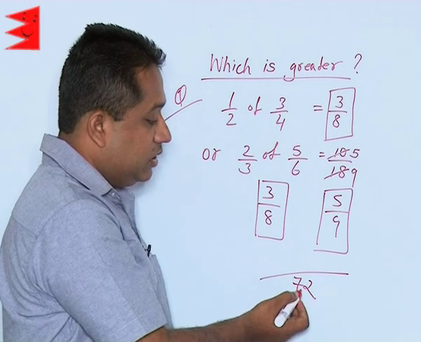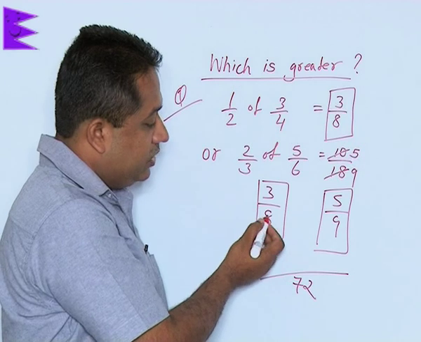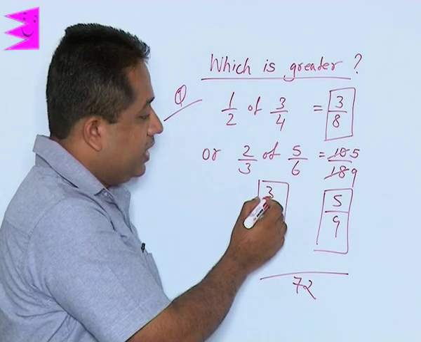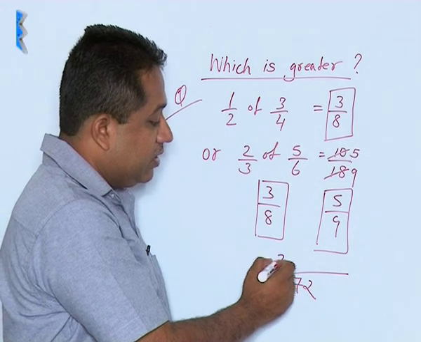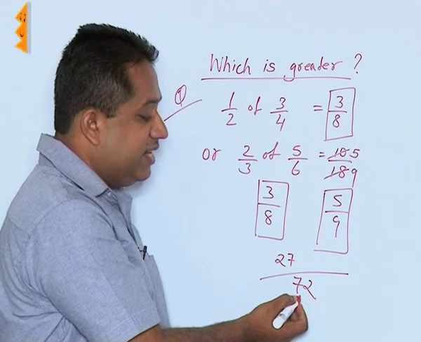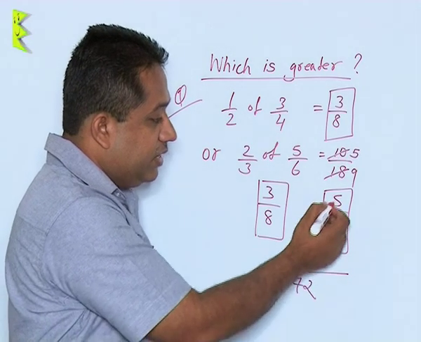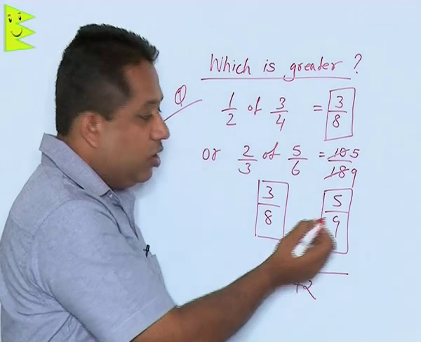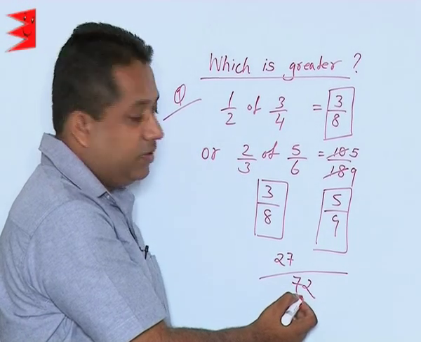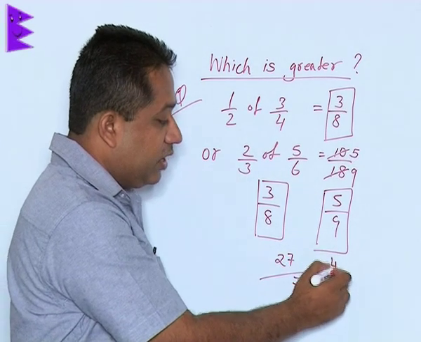So, 8 goes how many times in 72? That has to be seen. 8 goes 9 times. So, 9 is to be multiplied with the numerator there. 9 into 3 we get 27. So, this fraction is the same as 27 by 72. And look at the second part. The second part is 5 by 9. The denominator is 9. 9 goes how many times in 72? That has to be seen. 9 goes 8 times in 72. 8 into 5 is 40.